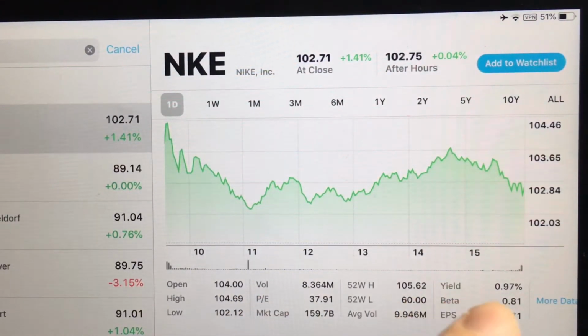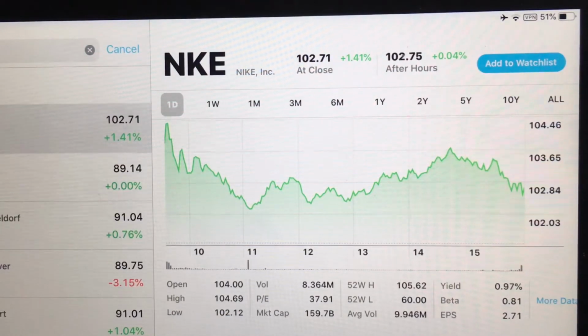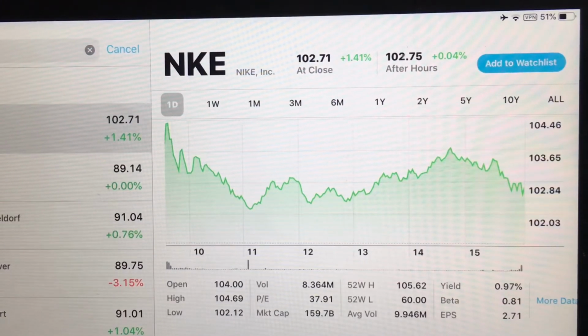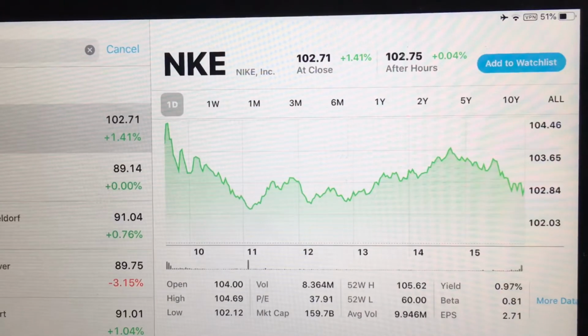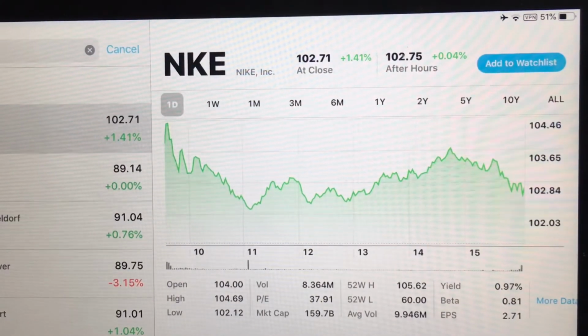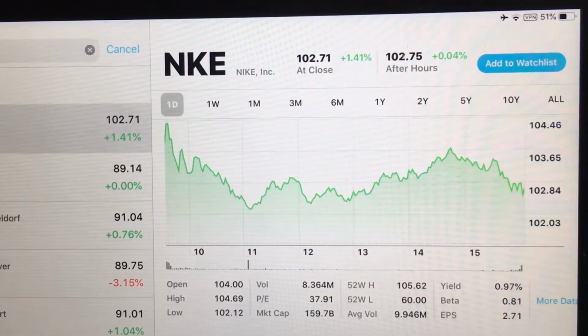Now yield up here at 0.97% basically tells you the earnings generated and realized on an investment over a particular period of time. So it looks at the increase or the decrease of the price of a stock, as well as any dividends that they may pay out. So it's a good way of working out what your investment could get you, and it's usually worked out over an annual period. So over a period of a year, you might be looking to get around 0.97% on your investment.